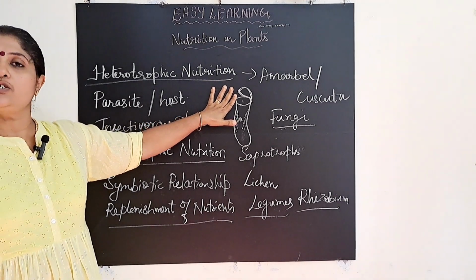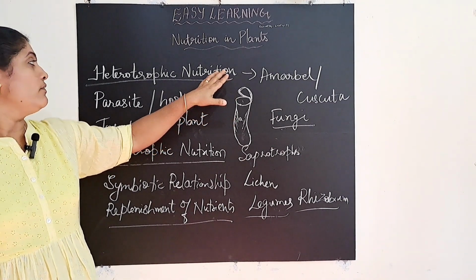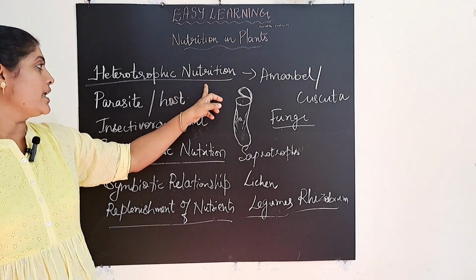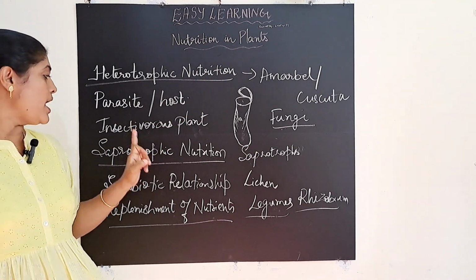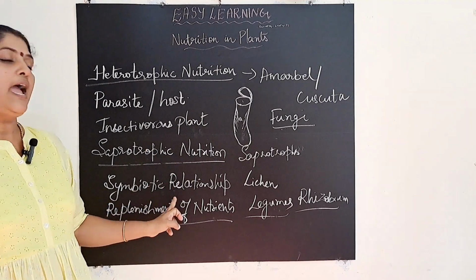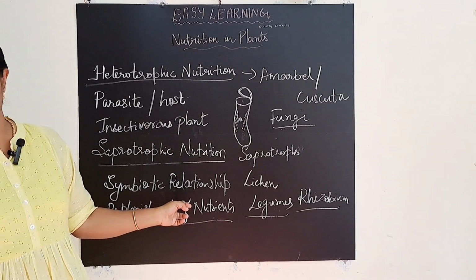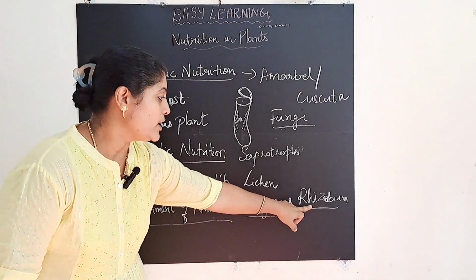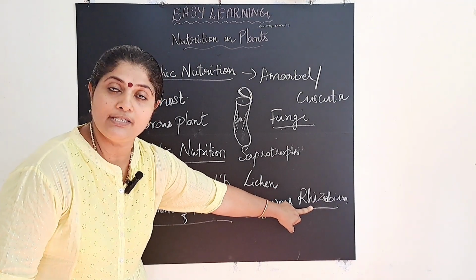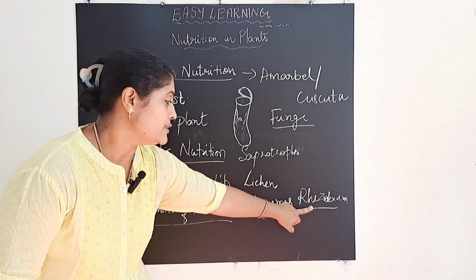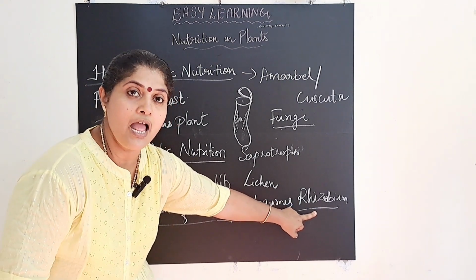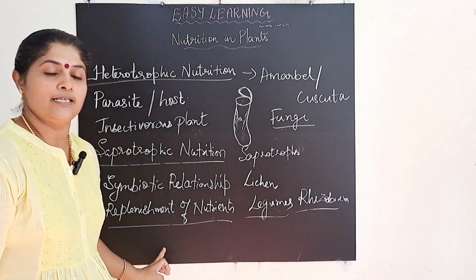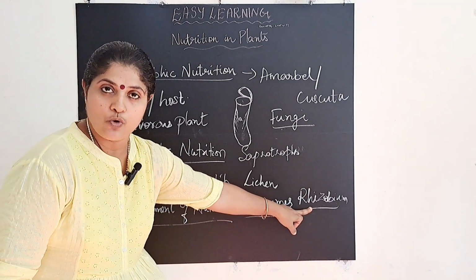So I hope you have understood this topic. Whatever we have discussed today, that is the heterotrophic mode of nutrition, parasitic mode of nutrition, insectivorous plants, saprotrophic mode of nutrition and symbiotic relationship. And one of the most important things is that particular bacteria which is present in the leguminous plants, the rhizobium bacteria. You have to remember the name of the bacteria which helps in replenishing the nitrogen in the soil, that is the rhizobium bacteria.